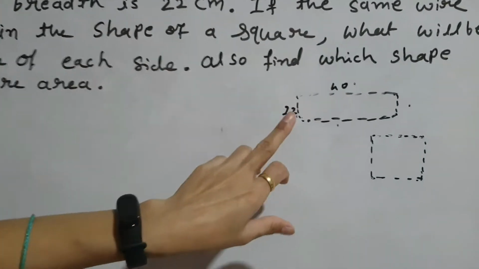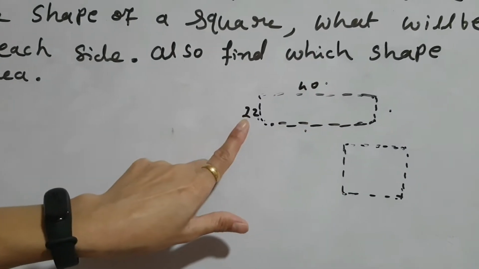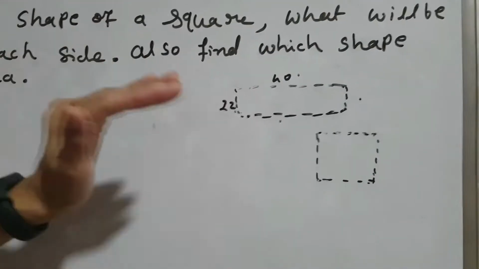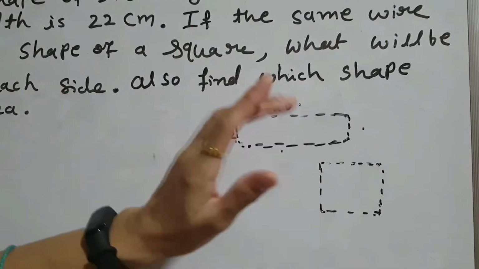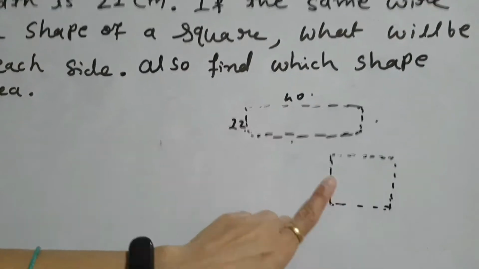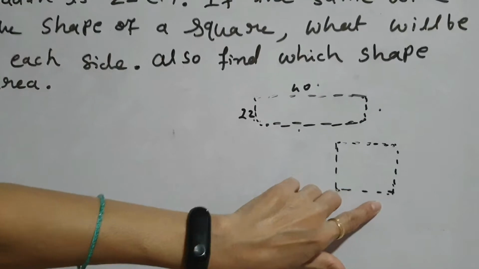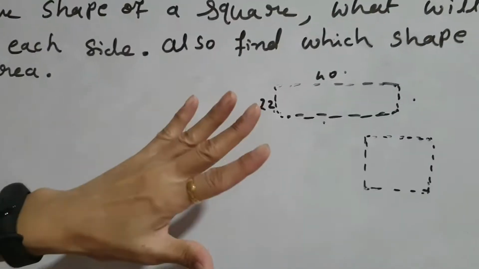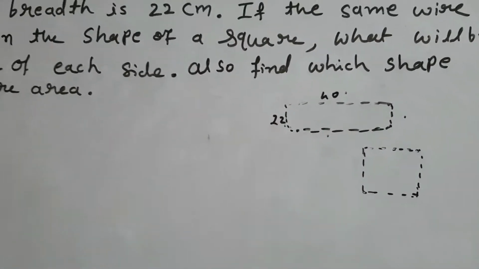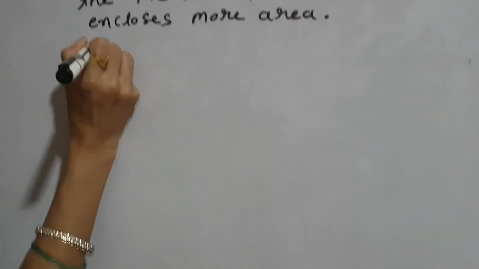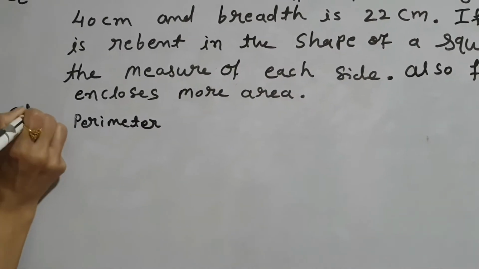So this wire, as a rectangle, has length 40 centimeter and width 22 centimeter. If we cover this wire in a square shape, they are asking what is the side of this wire. So what is the length of each side of the wire? So we will find out the perimeter, the complete length of this wire. Solution.